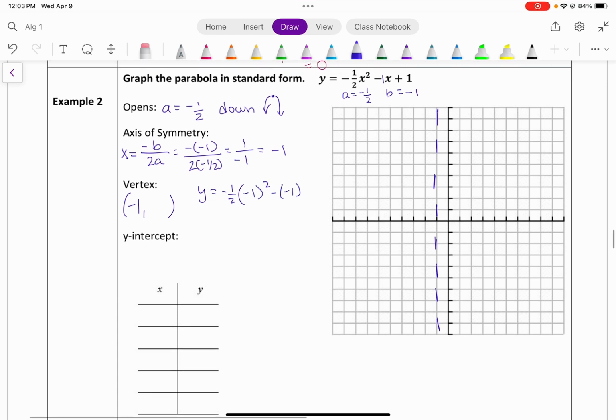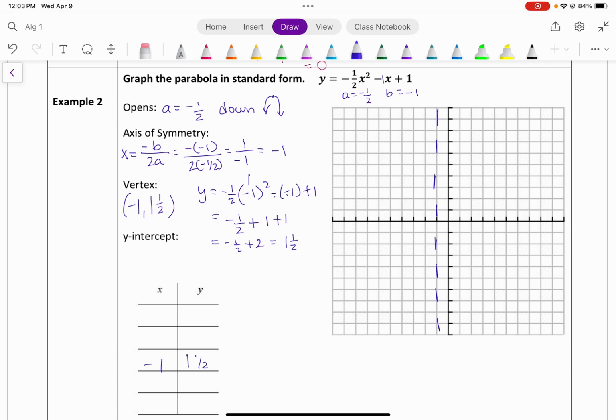Now be careful with all these negatives going around here. We'd have -1 squared is a +1, and -½ times 1 is just -½. A negative times a -1 turns that into +1. +1, well, I know 1 plus 1 is 2, and -½ plus 2 is 1½. Now notice we got a fraction. We're not really used to getting fractions, but that's okay because we can definitely still graph this.